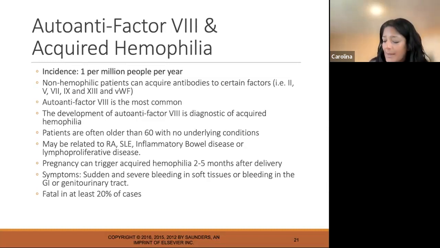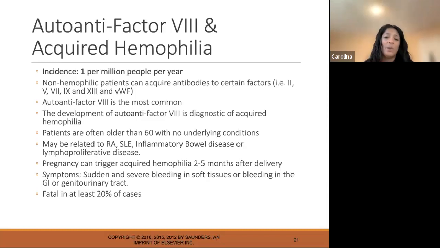hemophilias are inherited bleeding disorders, and there are different types, but the most common ones that we see are hemophilia A, hemophilia B, and hemophilia C. And what's happening here, they're mutations that lower the amount of factor VIII, or factor 9, or factor 11 that is present in the patient, but it's a genetic mutation, okay? Acquired hemophilia is not, okay?